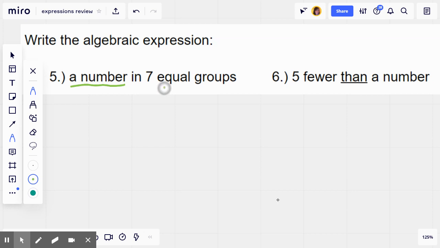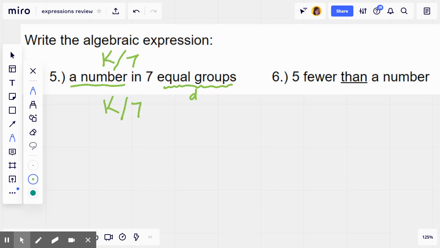So a number in 7 equal groups. What do I see here? I see equal groups, and I know that that means division. So that's going to help me. A number, I'm going to choose K, in 7 equal groups. Equal groups means divide. So I'm going to write my division and then 7. And that's it. So my answer here is K divided by 7.